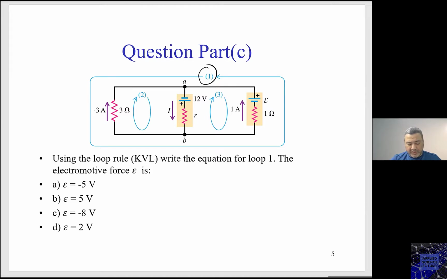So in this case, let's look at this. Loop 1 is going anti-parallel with the 3 ampere, and is going parallel with the 1 ampere. So let me write KVL at 1 as, so anti-parallel, this is positive 3 times 3, going parallel with the 1 ampere, so it's minus 1 times 1.